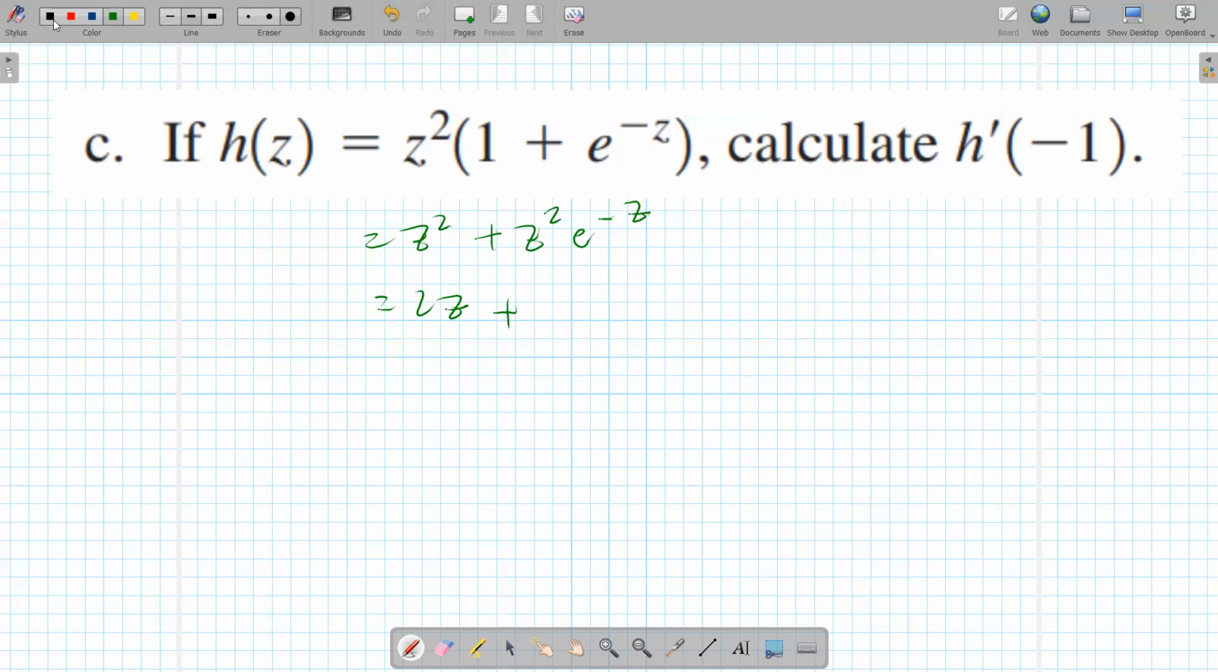Any ideas? Again, do you write 2z again? Yeah, you write 2z again. What do you multiply that by? We're using the product rule. Negative z. And negative z plus what? Negative 1.